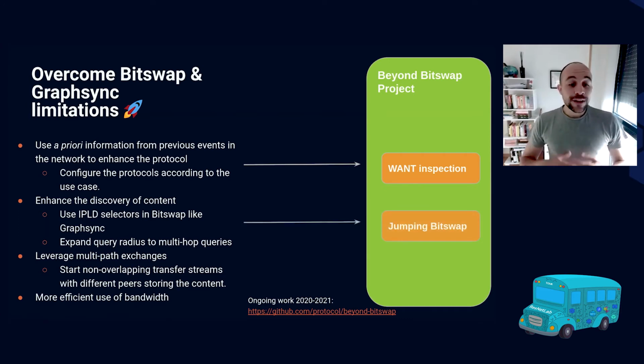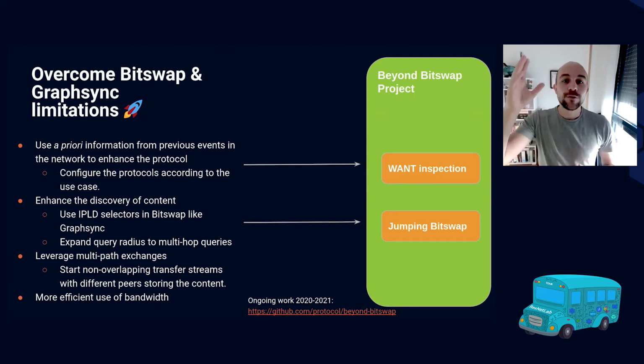Then in order to enhance the discovery of content, a few things that we were exploring was, for instance, the use, and this is something that we have in an RFC, but that we haven't prototyped yet, of IPLD selectors in order to make Bitswap requests smarter, like the requests in Graphsync, so that instead of having a flat list of CIDs that we're interested in, we can implicitly say the blocks without having to traverse manually the DAG to the other peer by using IPLD selectors.